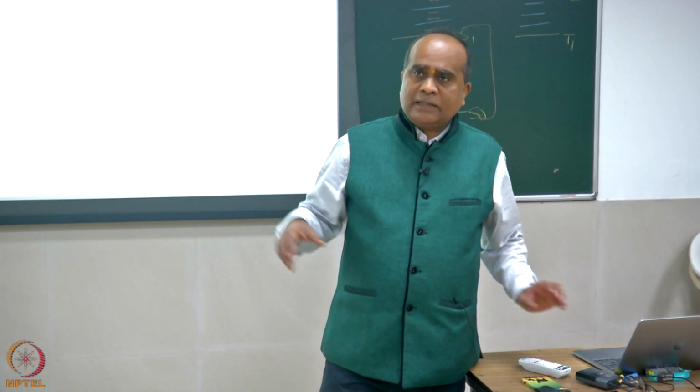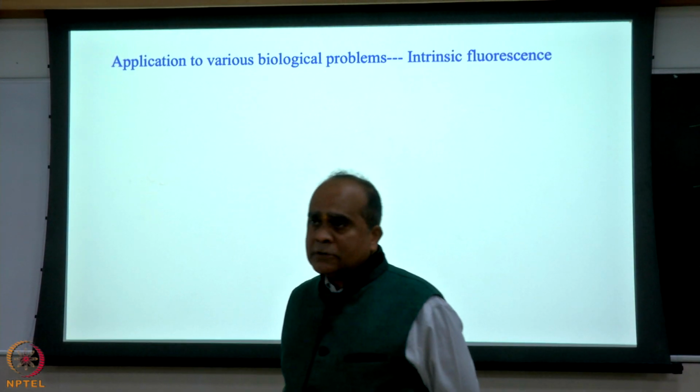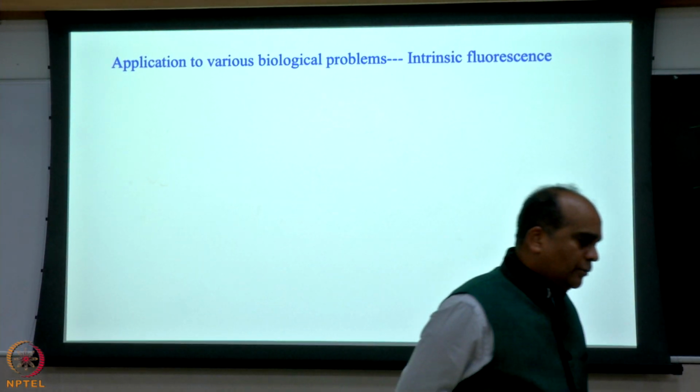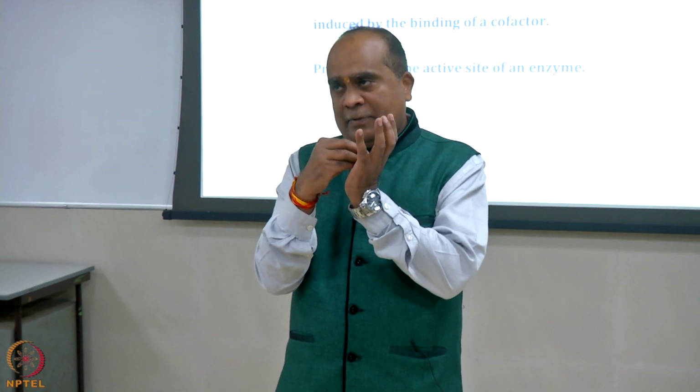So, let us look at applications to various biological problems, starting with intrinsic, which is already in the protein. Fluorescence can detect the conformational change that happens in a protein, and that conformational change can happen either intrinsically or be induced by something which is binding. So, one can see this kind of motion. It can probe the property of an active site of an enzyme. In any active site some reaction is happening, but all the time it is not like this.